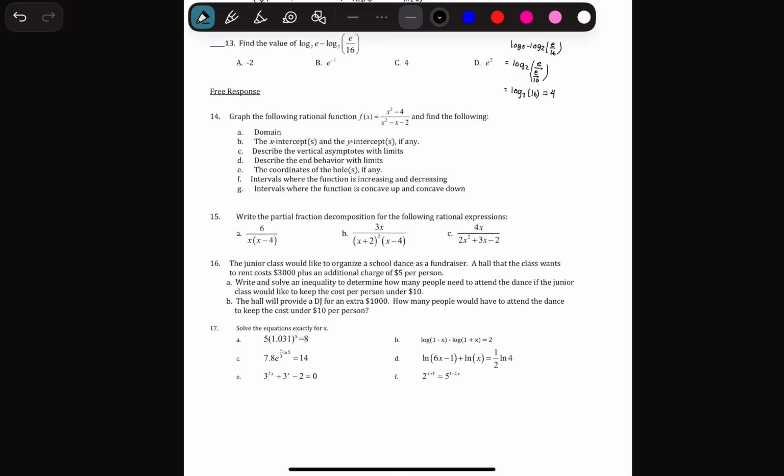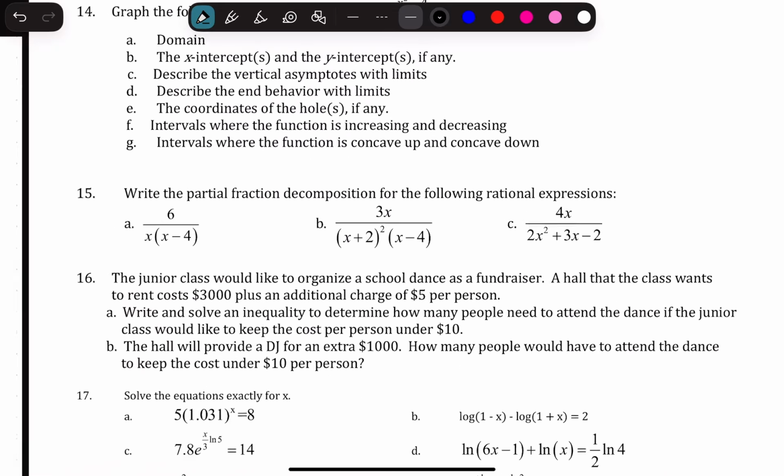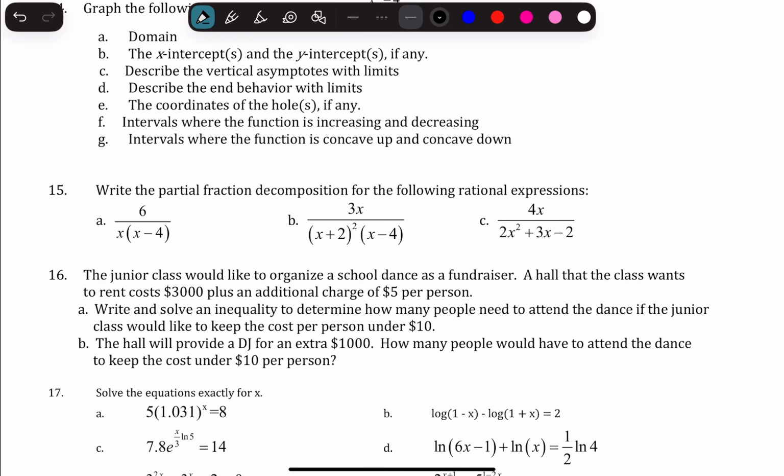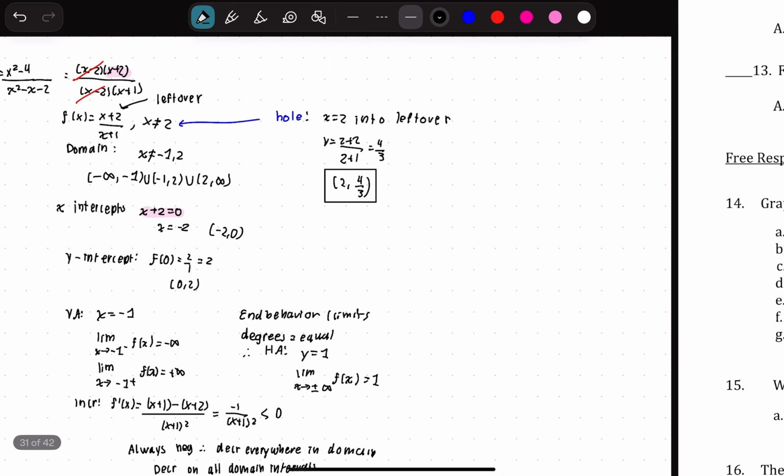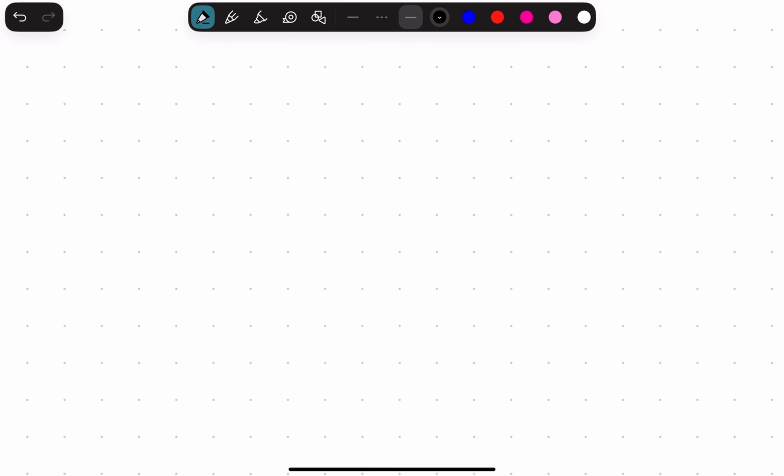So this is going to be, let's find the partial fraction decomposition of all 3 of these. So let's start off with 15a. Let's say we have 16 over x times (x minus 4), and that's going to equal A over x plus B over (x minus 4).